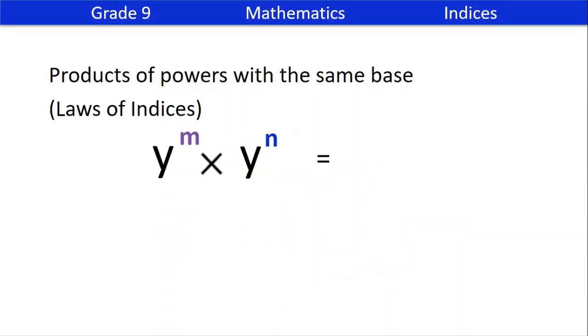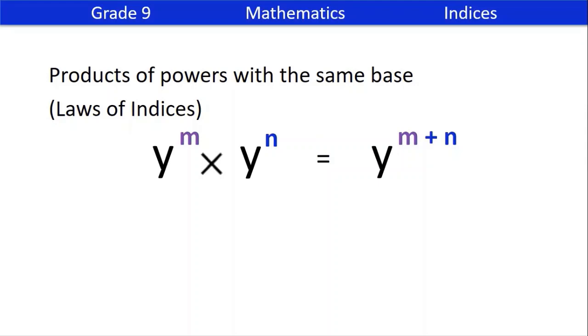So with that, we can build up a law for indices. That is, if we take the product of two powers with the same base, the index of the answer always equals the sum of the two indices of the two powers which we are multiplying. Simply, we can say if we are multiplying y to the power m by y to the power n, that equals y to the power m plus n.